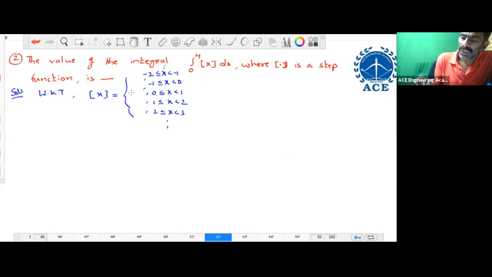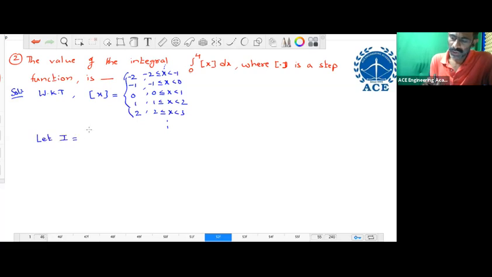Now in the interval 0 to 1, the function is 0. For 1 to 2, the function is 1. For 2 to 3, the function is 2. Minus 1 to 0, the function is minus 1. Minus 2 to minus 1, the function is minus 2, and so on. For every interval, the left end point is the output of the function. But here we require 0 to 4. The function value changes at every integer. So our interval is 0 to 4, and at every integer we break the interval and write the integral as a sum of many integrals, so that we can remove the step and write the function. After that, we can evaluate.